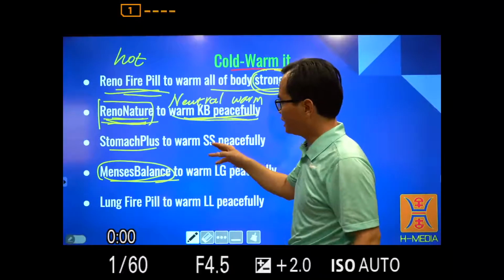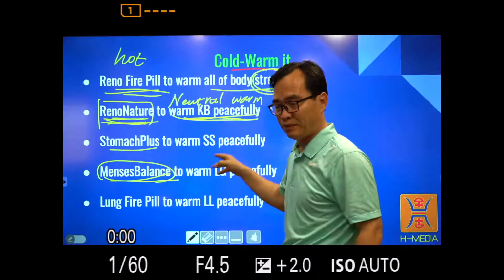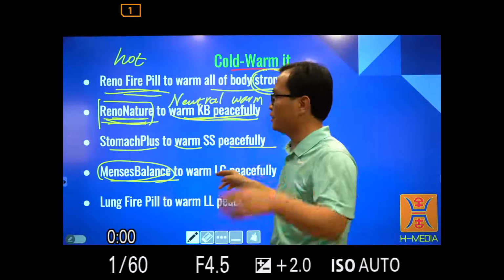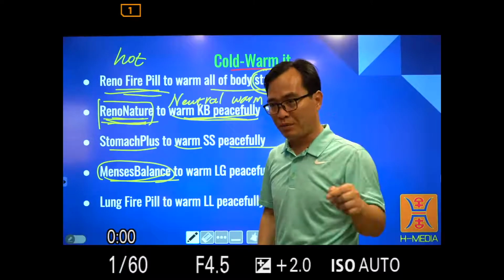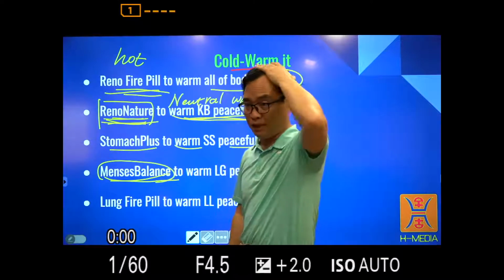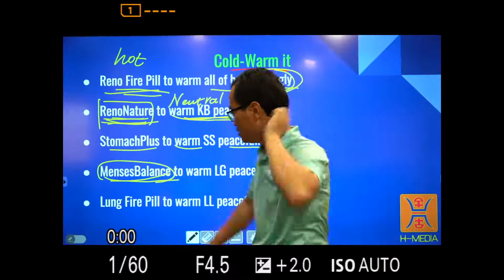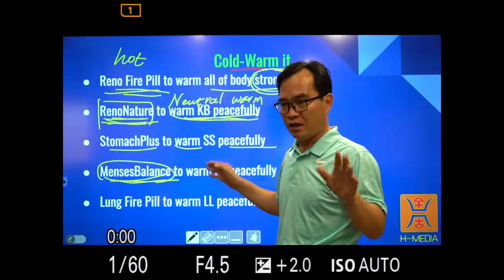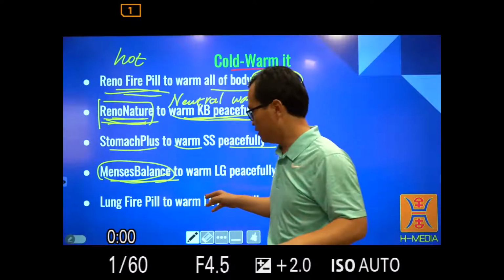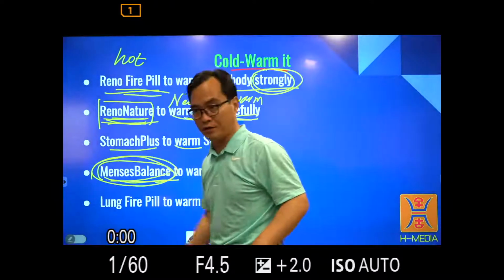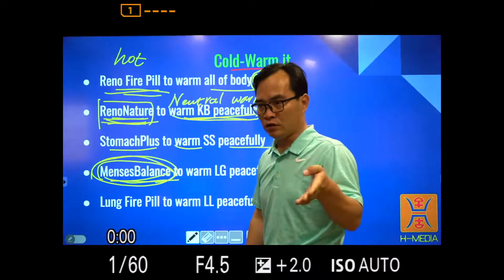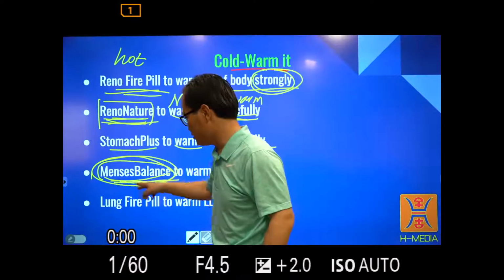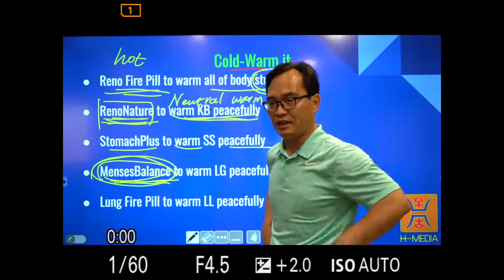Stomach Plus can replenish the water energy and it can replenish the fire energy. Stomach Plus can work the system peacefully because it's a peaceful product. And also Stomach Plus can be taken by everybody for maintenance of the body. Mrs. Balance is also a very good formula for females, for the female period. It can be taken by every female, whether old or young, whatever problems they have. Mrs. Balance is very good for maintenance of your body.